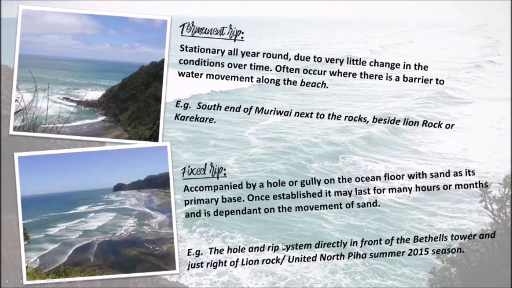Examples of this: the hole or rip situation directly in front of the Bethells Tower is another example of this. Or this is just to the right, like I said before, of Lion Rock, at North Piha, in the summer of 2015. Now the situation has since changed. Our rip at Bethells, the rip and hole straight in front of the tower, has been there for like 15 years, as far back as I can remember anyway. But we used to be a lot more worried about the rip beside Ihumoana.